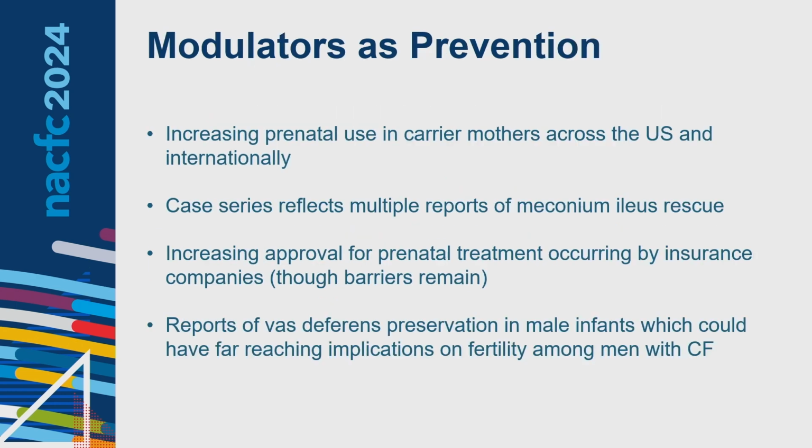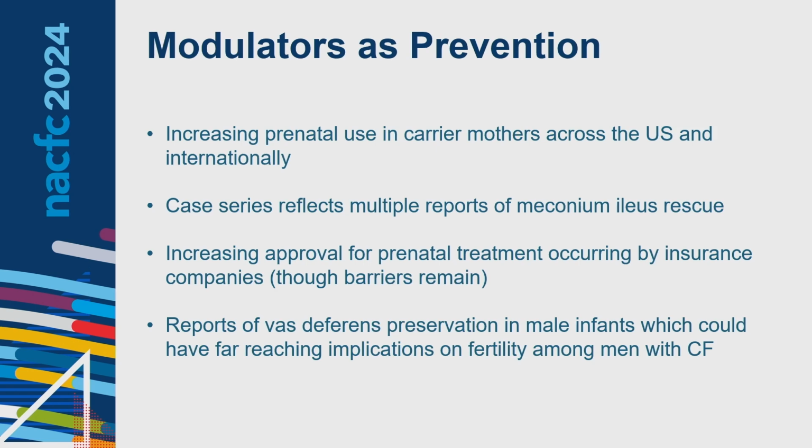So what I think this really gives me as takeaways is the consideration of modulators as prevention of disease. We've seen that this practice is increasing in carrier mothers across the US and also internationally. I think this case series specifically reflects that meconium ileus, or findings suggestive of meconium ileus, can be rescued by using ETI prenatally. We know that across a variety of different insurance providers, this prenatal treatment is being approved, which I think is encouraging. But as I mentioned, with one family having a barrier to continuing ETI post-delivery, it's not without its difficulties and barriers.